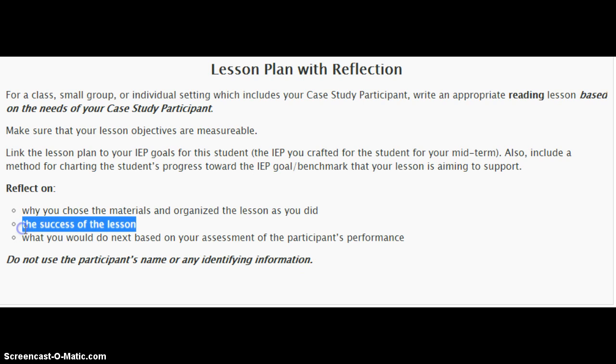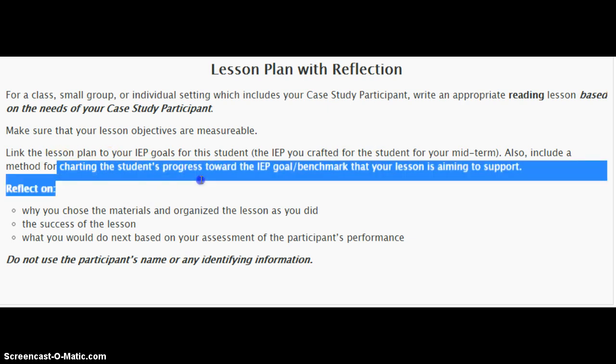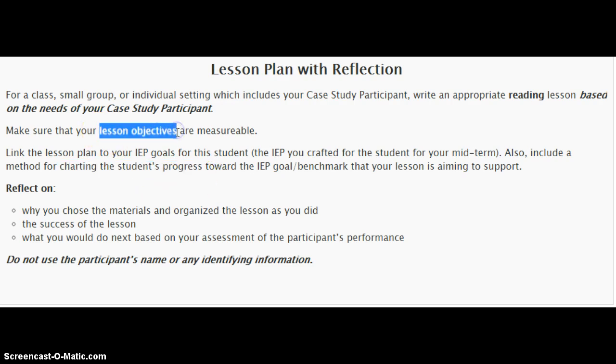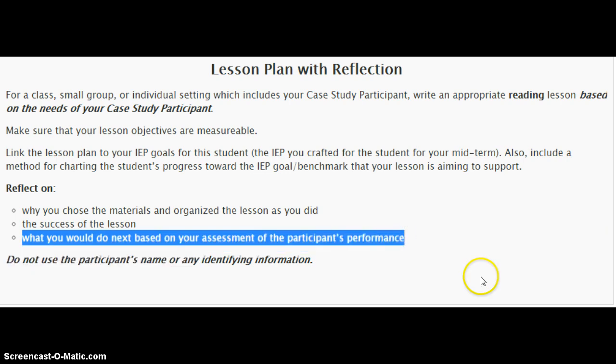So if you really teach it, talk to the strengths and areas of growth of the lesson, and talk about how successful it was based on your charting of this student's progress. What did the evidence of this lesson teach you about the student, and how well they did or did not meet the measurable objective of your lesson? If you didn't get a chance to teach the lesson, then simply tell me what you foresaw going very well and what you foresaw possibly being an area of issue. The last part of the reflection is, what would you do next based on your assessment of the student's performance?